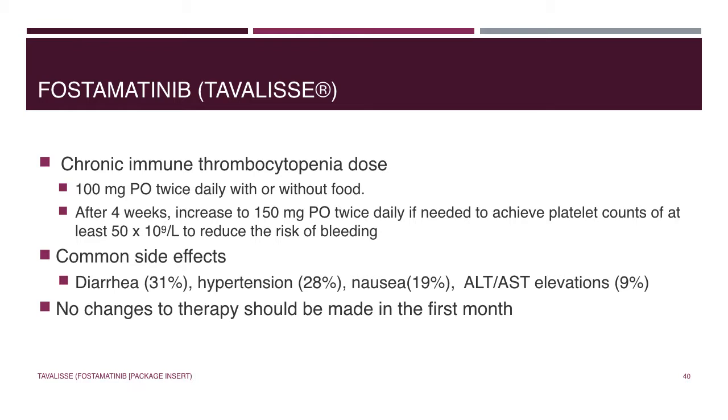The dosing of fostamatinib is 100 milligrams orally twice daily. It can be taken with or without food. There should be no changes to the dosing made within the first month, but after 4 weeks, you can increase to 150 milligrams twice daily to achieve that platelet count of greater than 50,000 and to reduce the risk of bleeding. Common side effects are listed there, similar to this study, being diarrhea, hypertension, and those LFT increases.